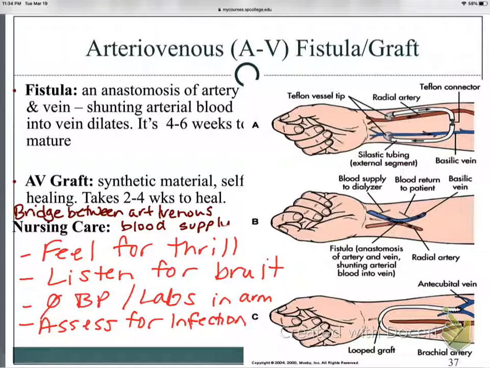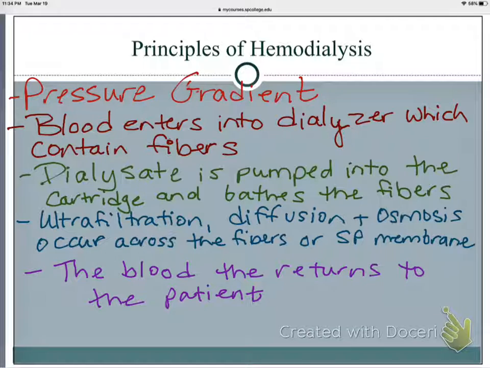Usually if they do get infected, you have to take them out, because it's really hard to treat an infection with something that's foreign. Usually the only treatment is to remove it. So just the picture of those. Okay, any questions with fistulas or grafts?